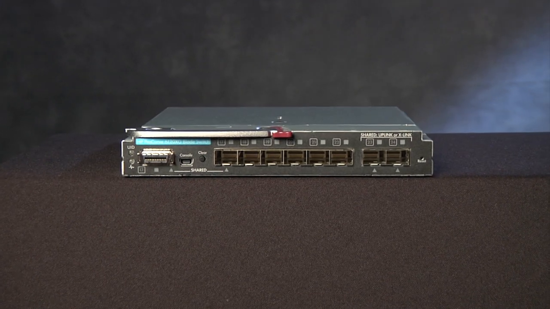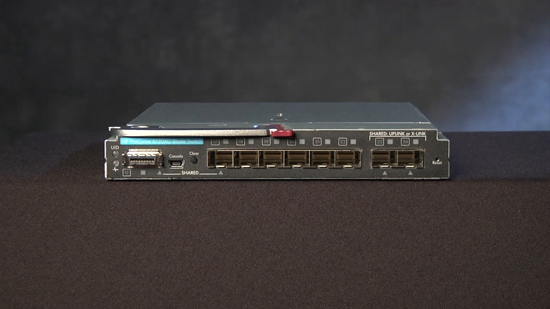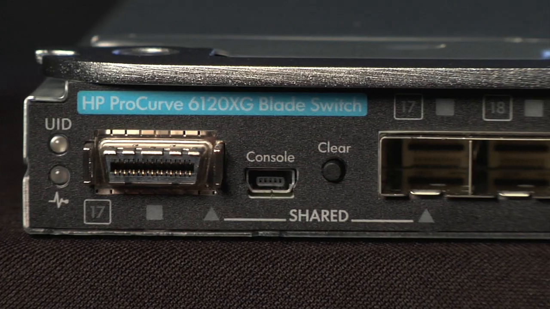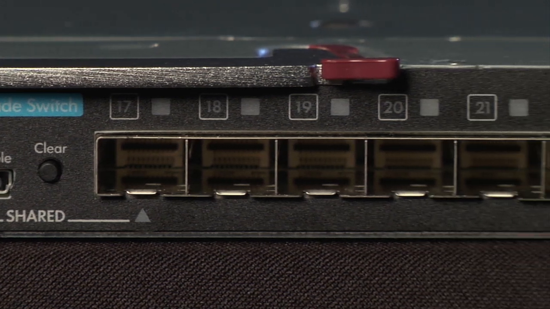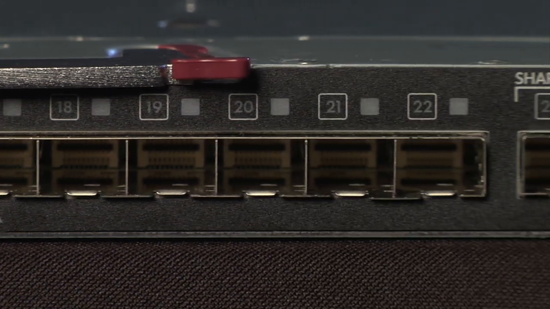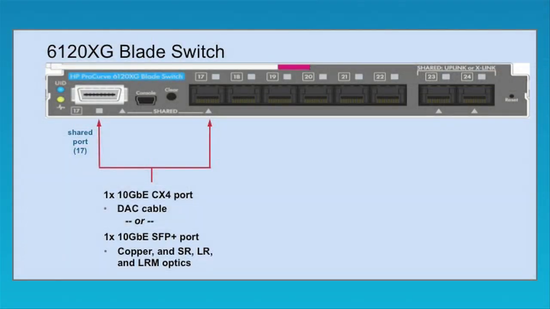The 6120XG blade switch has 9 external 10 gigabit Ethernet ports. However, their composition is different from the 6120G-XG blade switch. The 6120XG contains one 10 gigabit Ethernet CX4 or one 10 gigabit Ethernet SFP+.